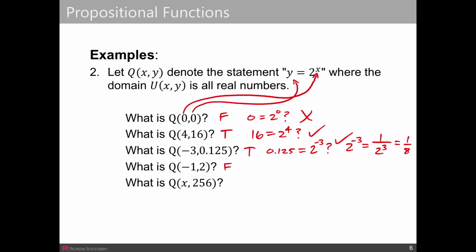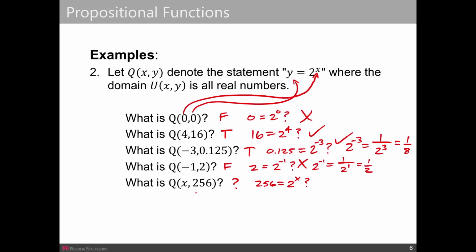This is false because we're asking, is it true that 2 equals 2 to the -1? Well, we just learned that negative exponents mean we move the term to the denominator, so this is equal to 1/2 and not 2. Okay, and then this last one's a little bit tricky. So q at x and 256, plug in the values. 256, is that equal to 2 to the x?